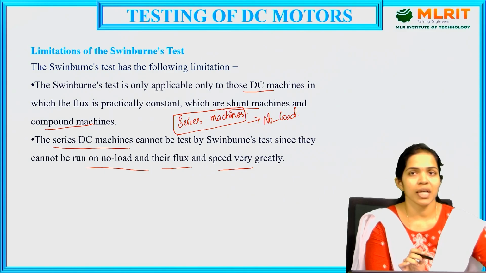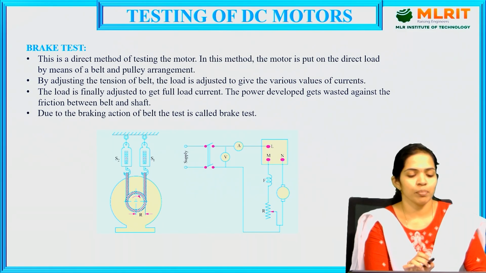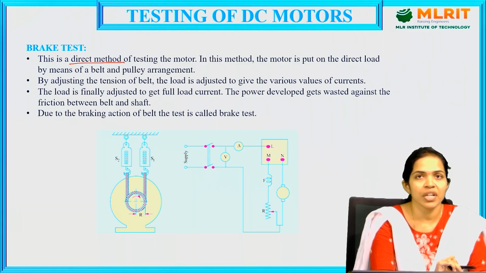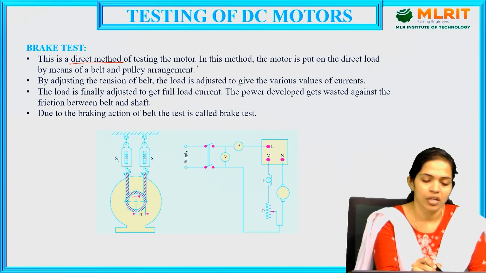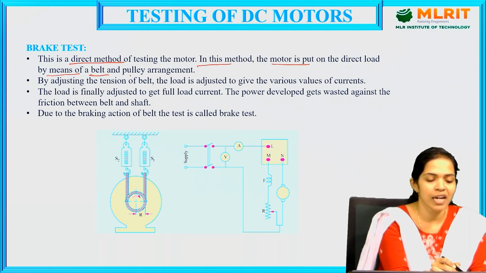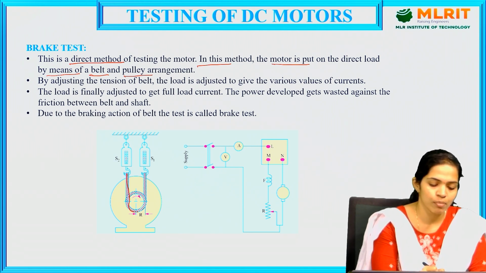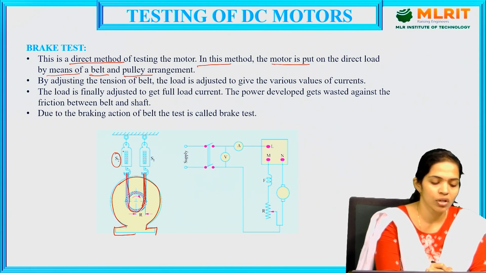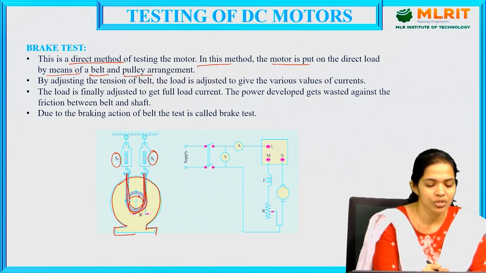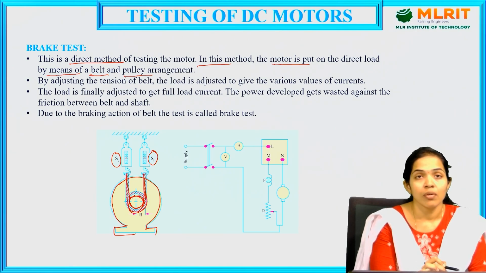And then moving on to the next kind of test, nothing but the brake test. We know that it is a direct method of testing. Direct method of testing means we actually load the motor. In this method, the motor is put on direct load by means of a belt and pulley arrangement. This is the belt and pulley arrangement, and this is our motor. These are the scales to record the weights which are applied on the motor using this belt and pulley arrangement. We have a provision here for cooling down the motor by pouring water into it.